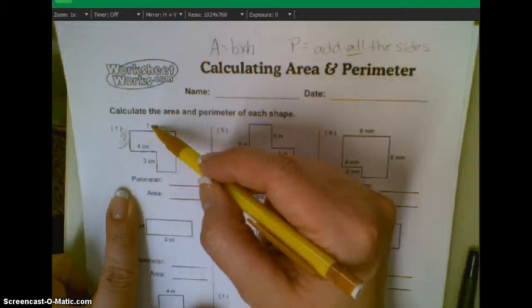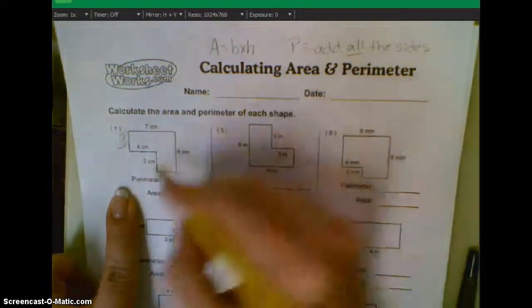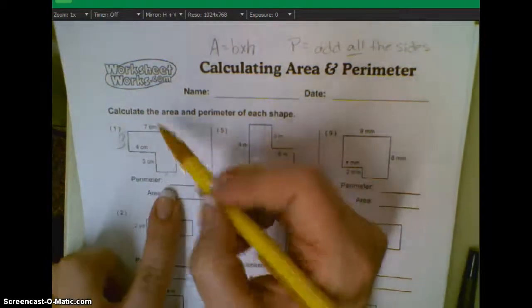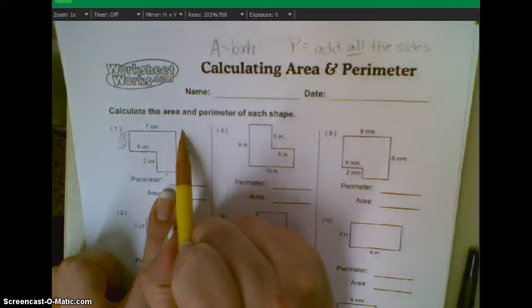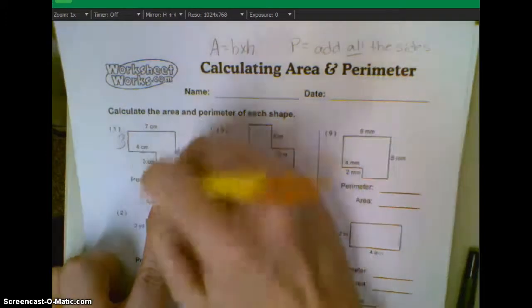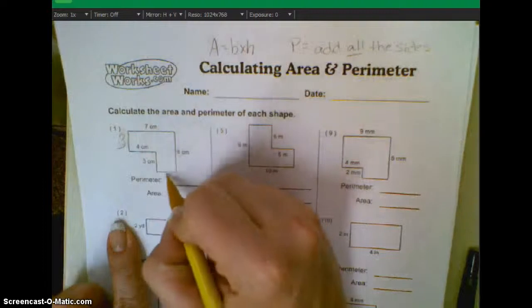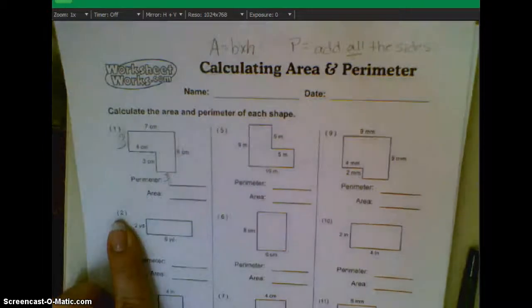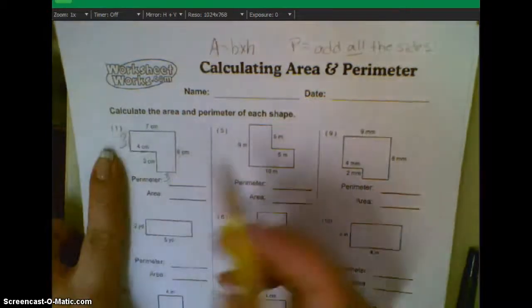And then we've got this side is 7. This side is 6. This is another missing side. If this whole thing is 7, this part is 4. 4 plus 3 would equal that whole 7. So this piece must be 3. Alright, now we're ready to start solving.